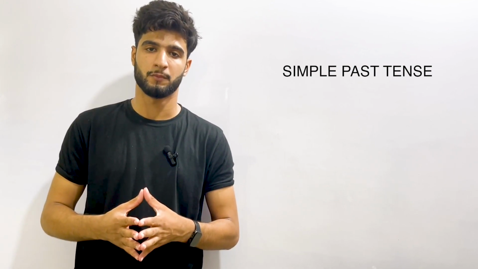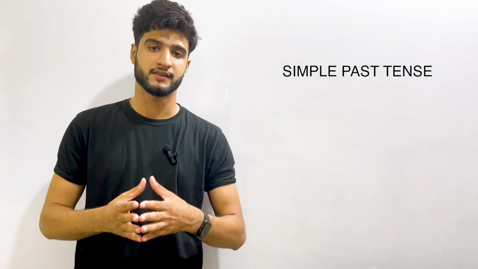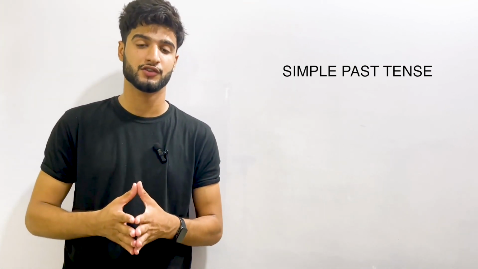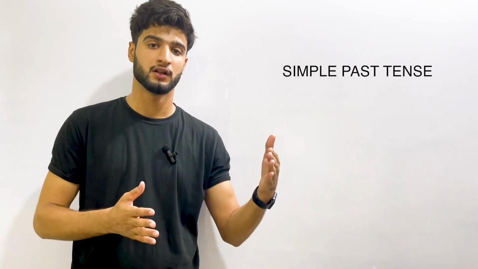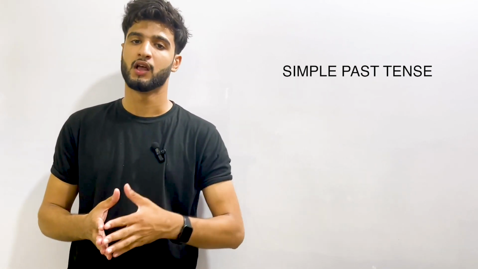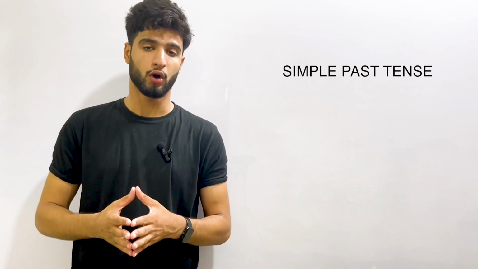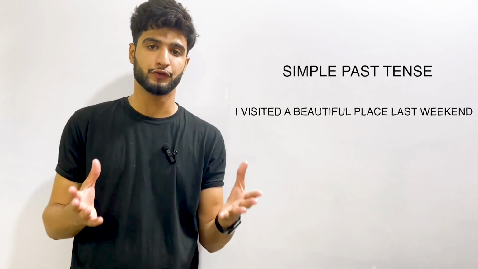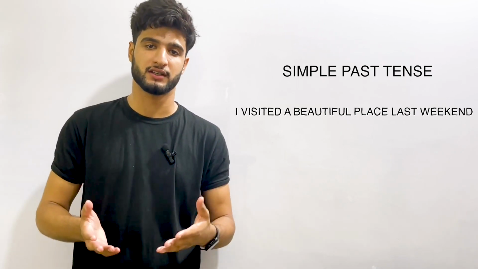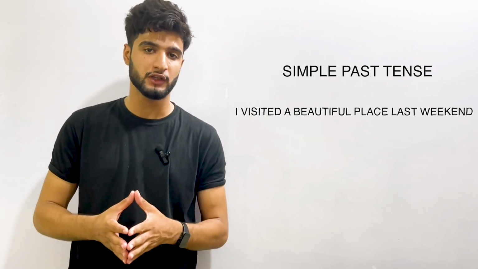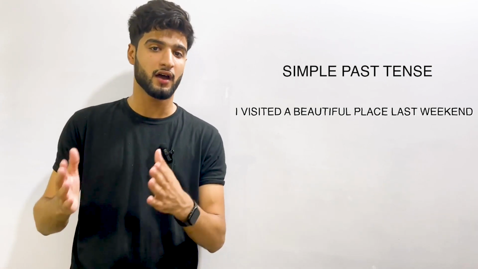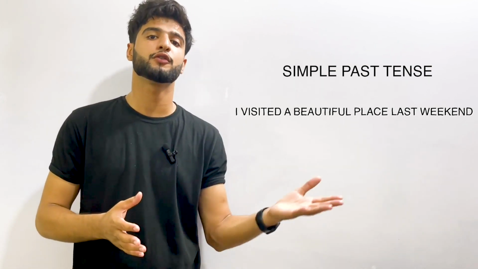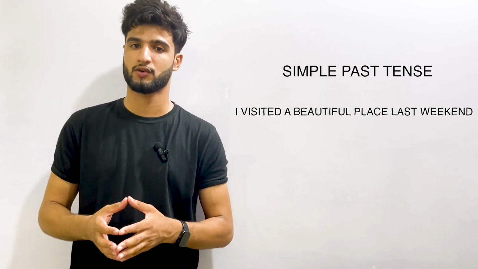You can use subject plus second form of verb plus object. This is the positive structure for simple past tense. For example, we say, I visited a beautiful place last weekend. Now, as you see, I is the subject, visited is the second form of verb, a beautiful place is the object in the sentence, right?